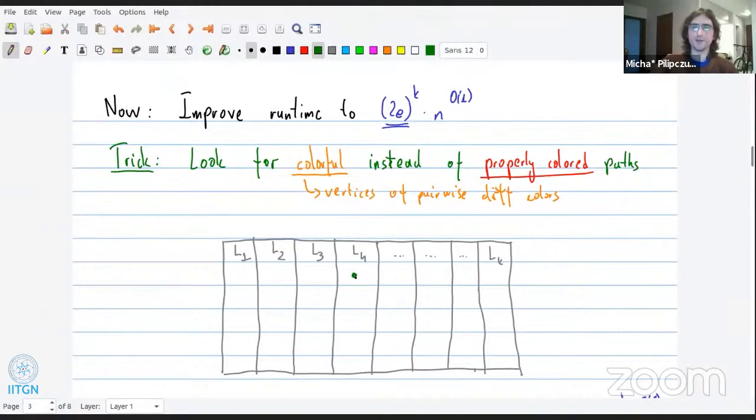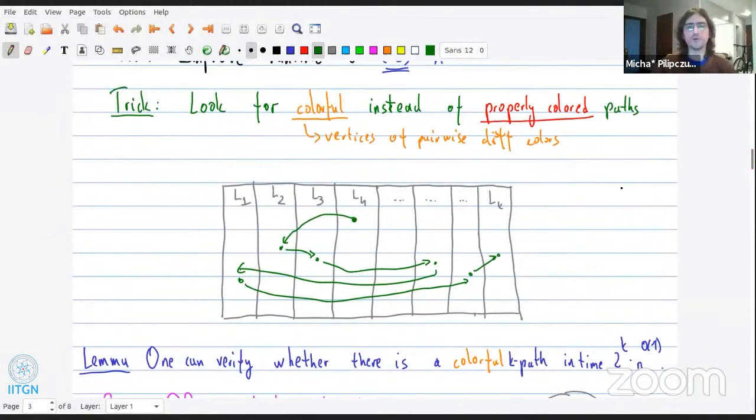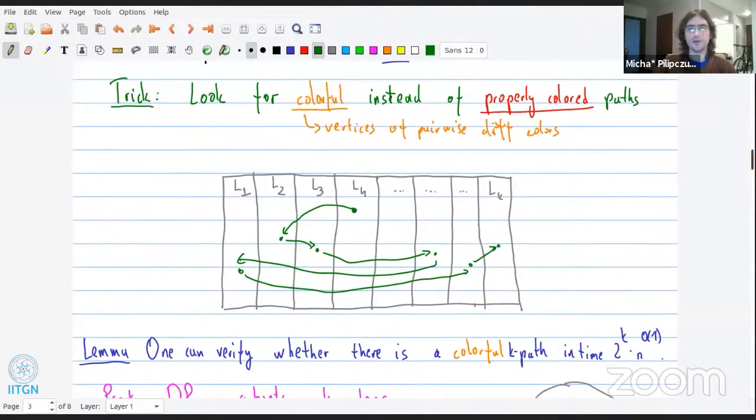So maybe I start with color 4, then I go to color 2, then I go to color 3, then I go to some color somewhere else, maybe then color 1, and then maybe color k-1, and maybe I will actually end with color k, right? So now I just want to use pairwise different colors for the vertices of the k-path instead of having them exactly as in the order prescribed.